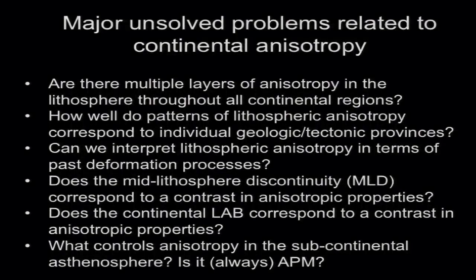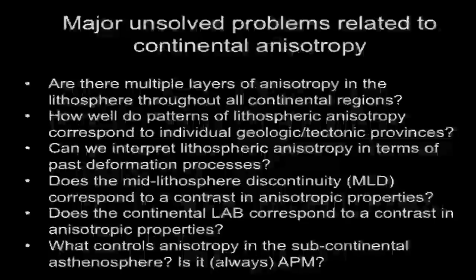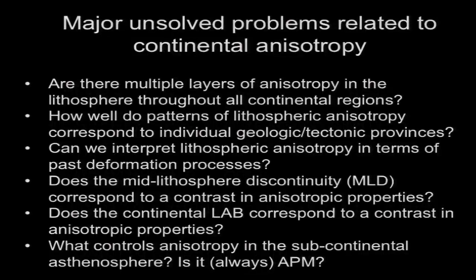Can we get to the point where we're really interpreting lithospheric anisotropy in terms of past mantle deformation processes? Does this mid-lithosphere discontinuity correspond to a contrast in anisotropy? This is a question that was already articulated by one of the groups last night. Does the continental LAB, the lithosphere-asthenosphere boundary, correspond to a contrast in anisotropic properties? And what is that telling us?